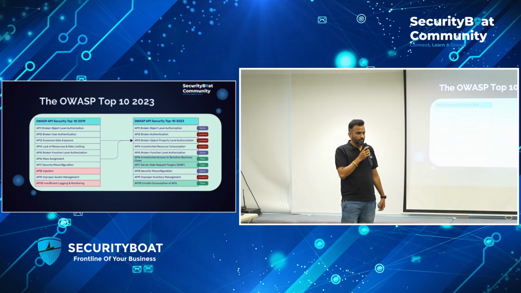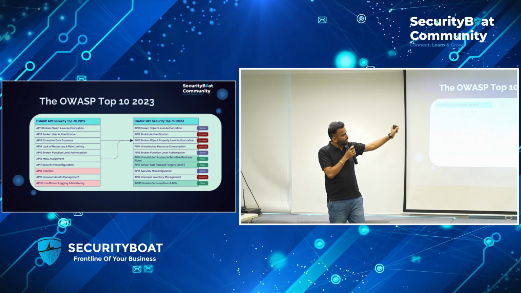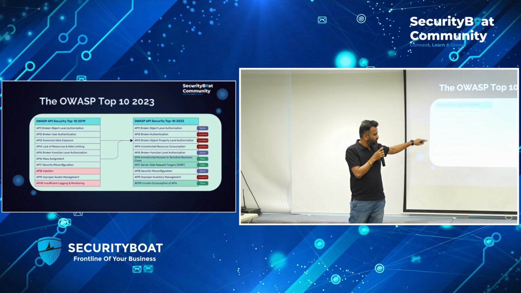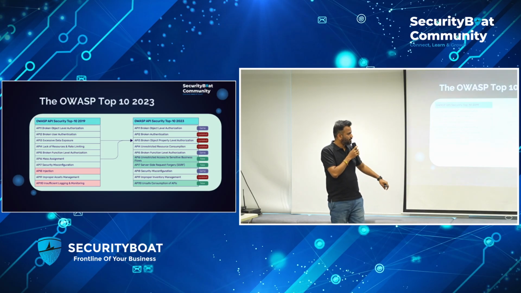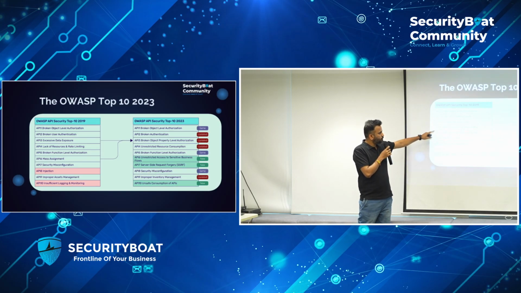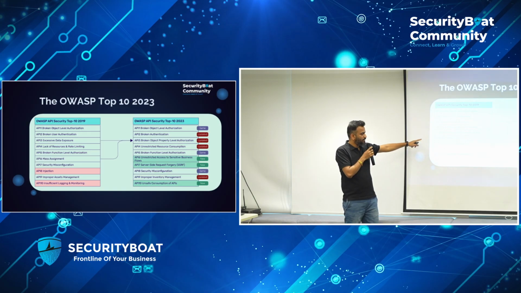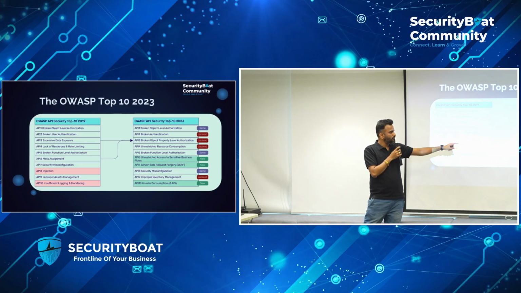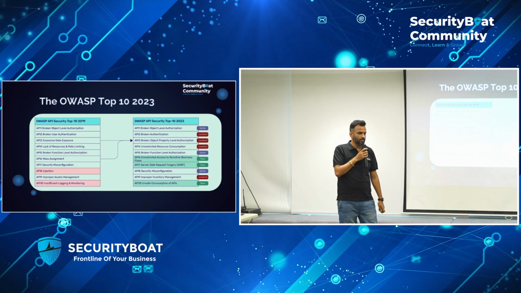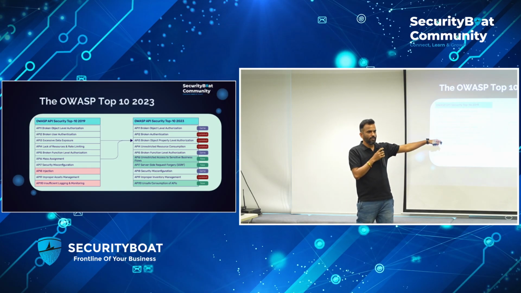The OWASP Top 10 2023. It was released in 2019 and now 2023. If you see the whole change here, excessive data exposure and mass assignment are combined into one category, which is broken object property level authorization. How many are aware about this?